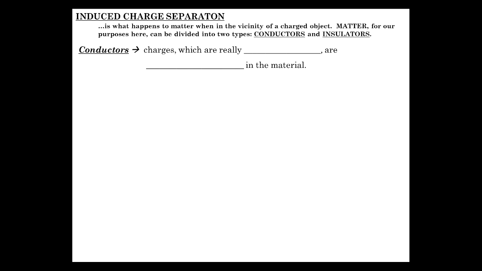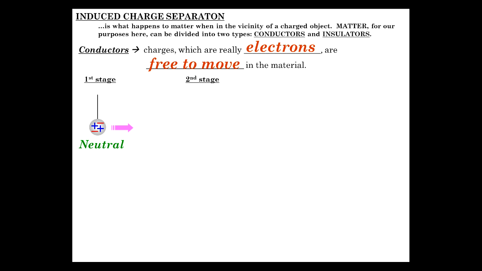So for conductors, we consider the charges, and I said they are free to move around. Well, they're really electrons. Electrons are the actual physical entities that are moving. But the key thing is that they're free to move in the material. They're not locked in place. So I'm going to look at various stages here of our charged graphite-coated styrofoam sphere, which is what I'm using experimentally.